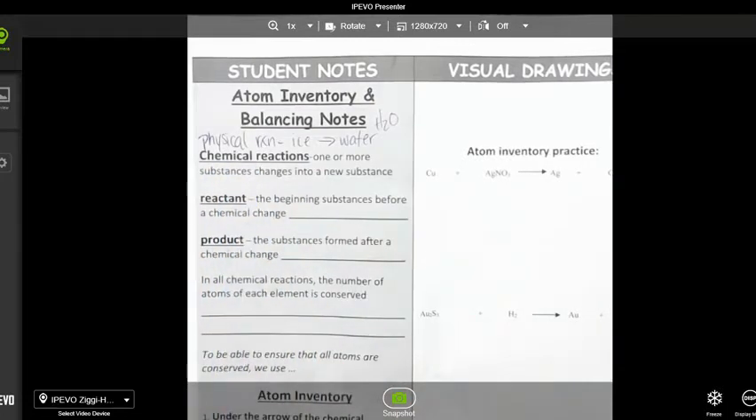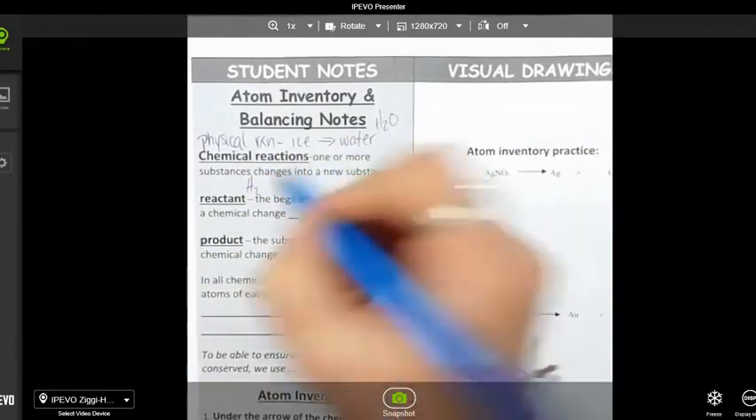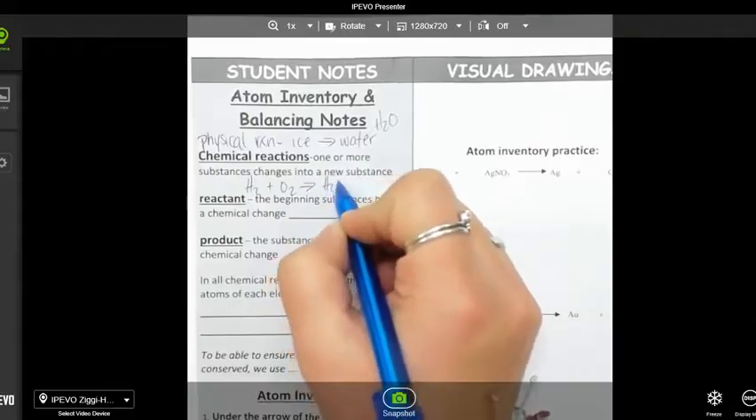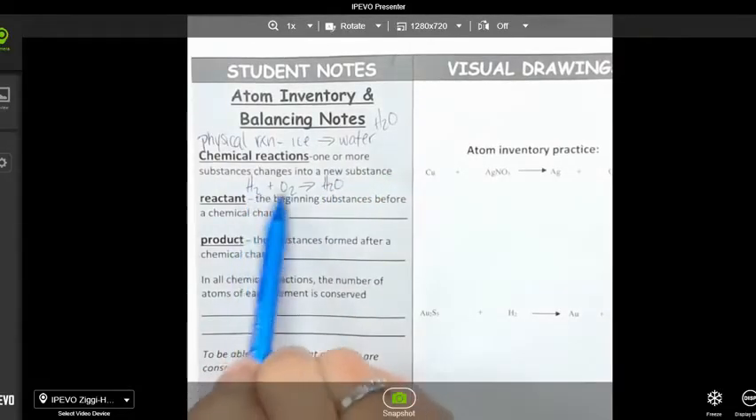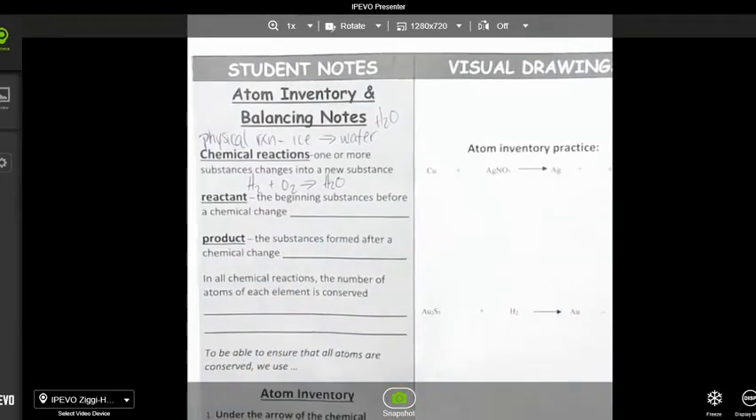A chemical reaction is something where you start with something like hydrogen and oxygen, and you combine them to make water. You have two different substances that combine to make a new substance.